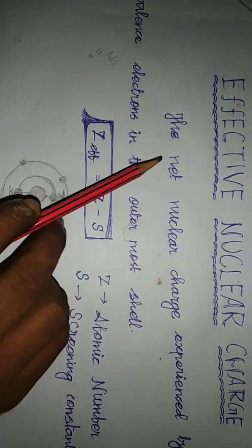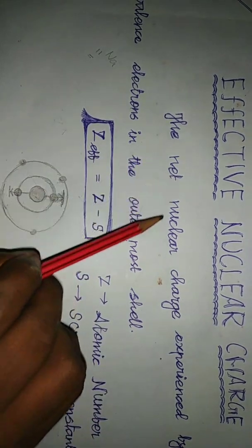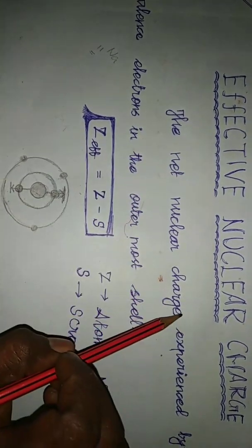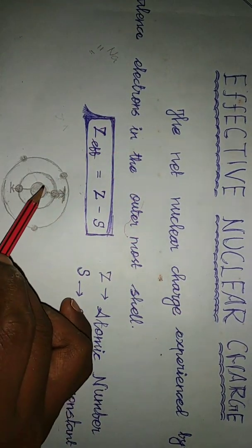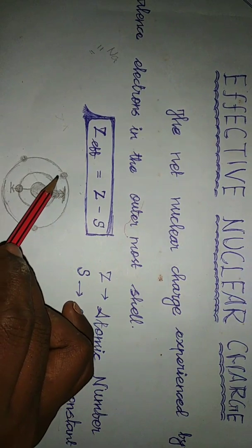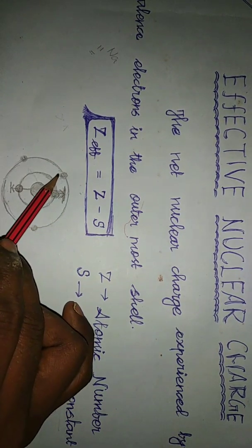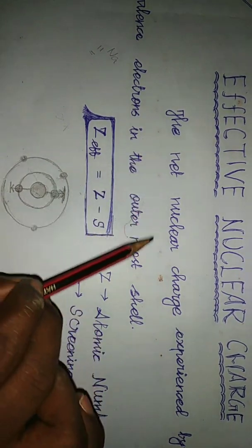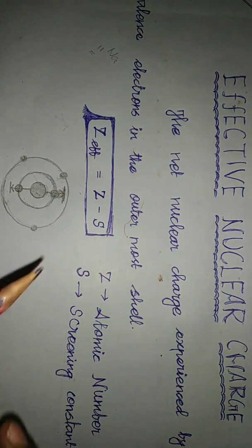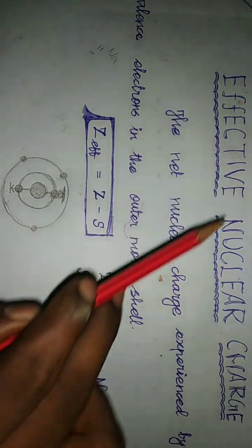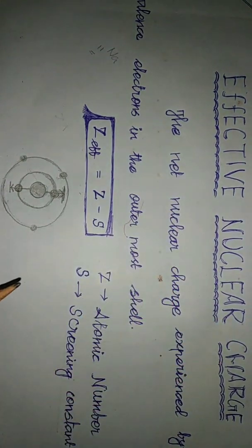Okay, this is the definition. The net nuclear charge experienced by valence electrons in the outermost shell. அதுக்கு ஆக்சுவலா கிடைக்கும் இந்த லாஸ்ட் எலக்ட்ரானுக்கு ஆக்சுவலா கிடைக்க வேண்டிய நியூக்ளியர் சார்ஜை விட கம்மியா கிடைக்குது. So the net nuclear charge experienced by the valence electron in the outermost shell of an atom is termed as effective nuclear charge.